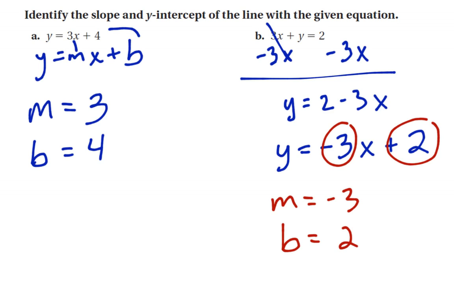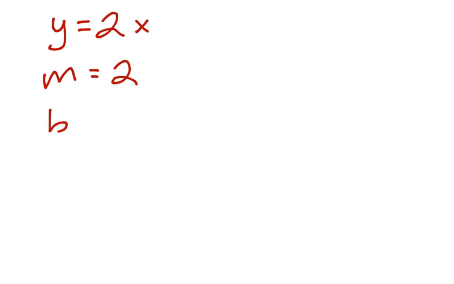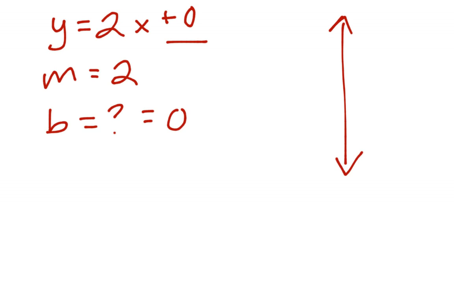Some things that may trick you on this: it might be something like an equation that says y equals 2x. Well, the slope is easy to identify as 2, but what is the y-intercept? There's nothing there. Well, we need to remember our invisible numbers. There really is something there. It's a plus 0. So the y-intercept should be 0. Or in other words, it's going to pass through the coordinate plane and pass through the y-axis at the origin. So it is going to go right through the origin when it is graphed.